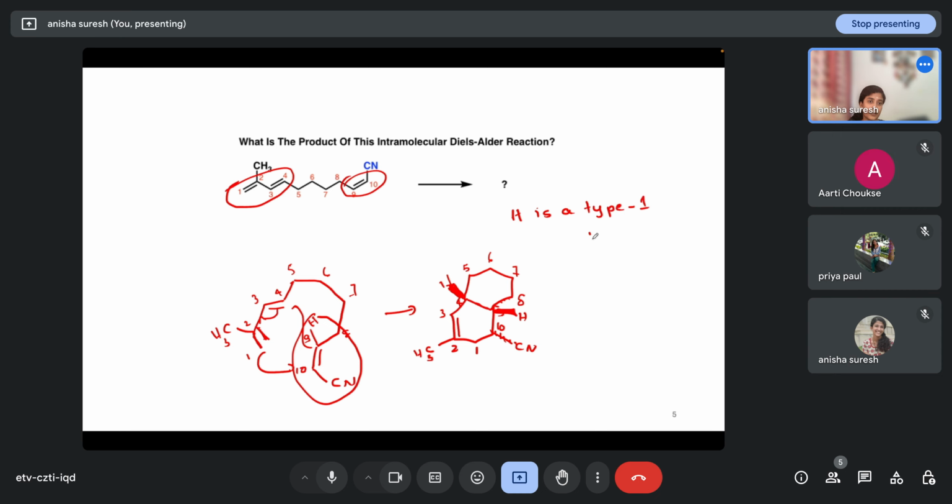So this is an example of intramolecular Diels-Alder reaction, and it is a type 1 intramolecular Diels-Alder reaction, because here the dienophile is attached to carbon 1 of the diene, and the resulting product is a fused bicyclic system rather than a bridged bicyclic system. Okay.